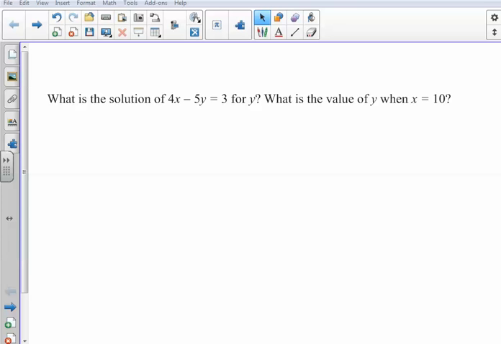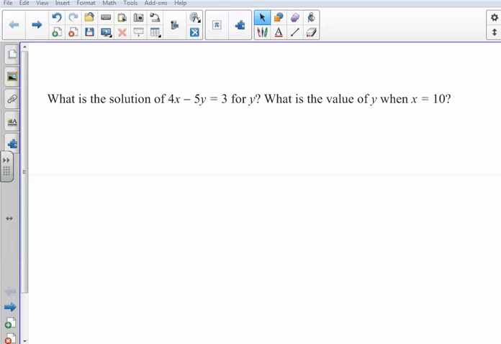So, in your guided notes, it says when you work with literal equations, you can use methods you've learned in our chapter to isolate any particular variable. That's the key thing: when you're looking at this stuff, you want to solve for a particular variable. Like in this first example, it says what is the solution of 4x minus 5y equals 3 for y. So I'm going to solve this for the letter y.